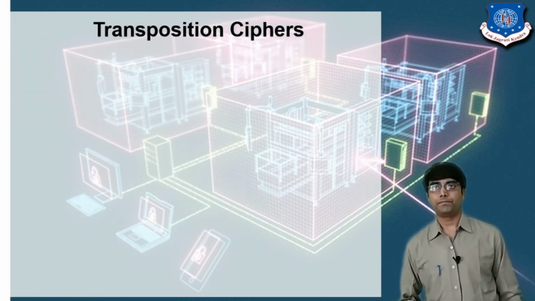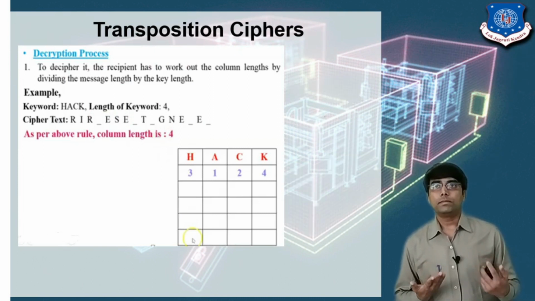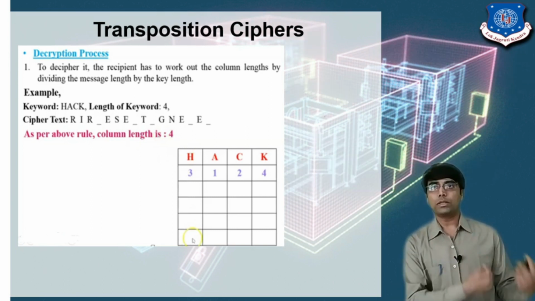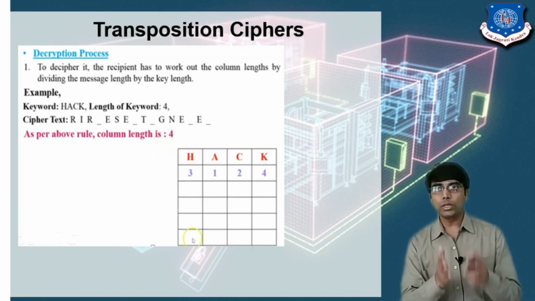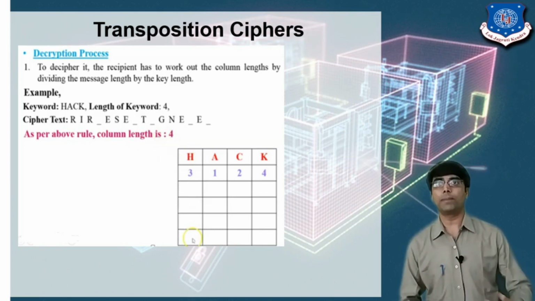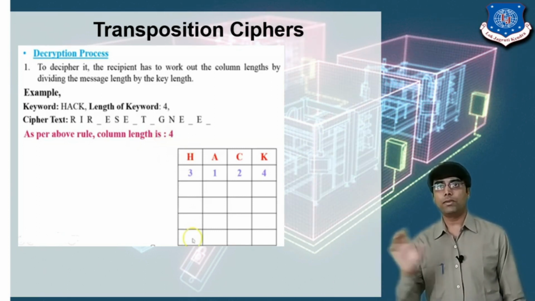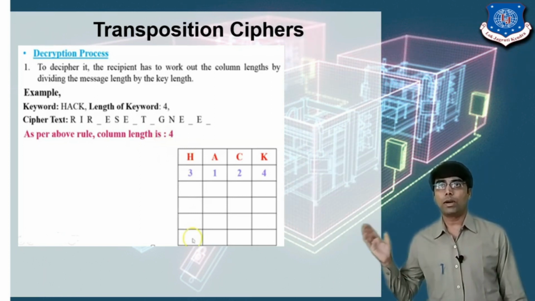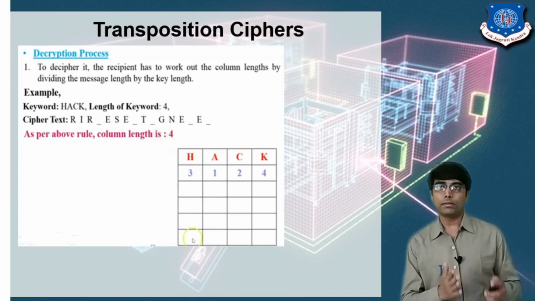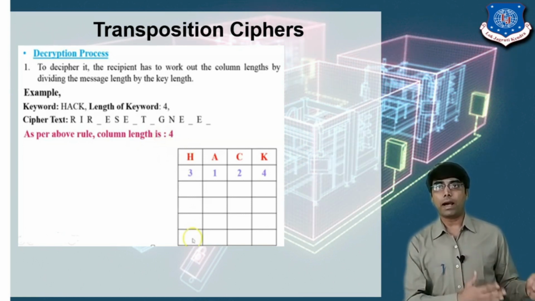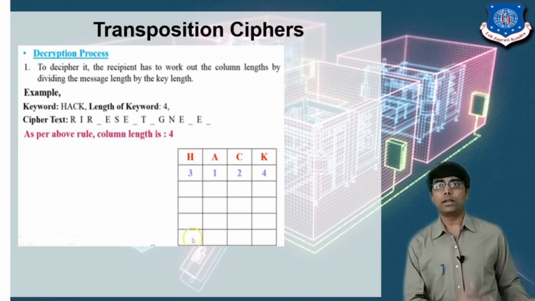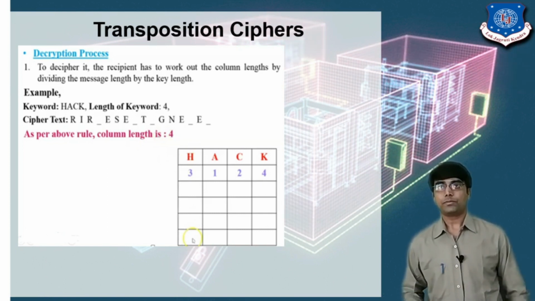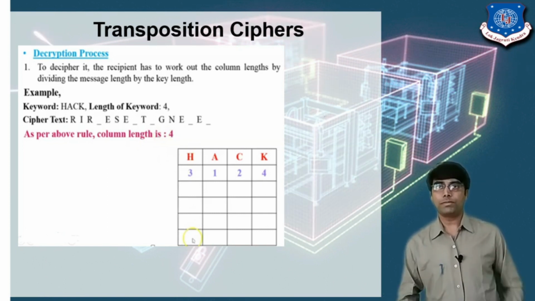Now, this ciphertext will be sent to the receiver, and the receiver will do the decryption process. So how do we decrypt the message? The keyword is the same, HACK, and its order is the same, 3 1 2 4. Our ciphertext is RIR dash ESE underscore D underscore G and E underscore E underscore. Now the length of the column is 4.